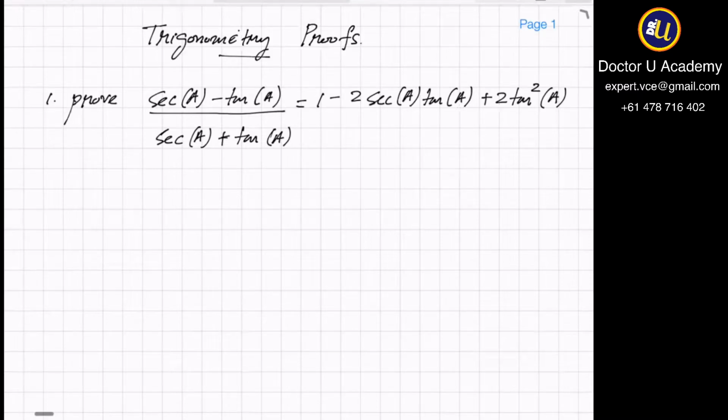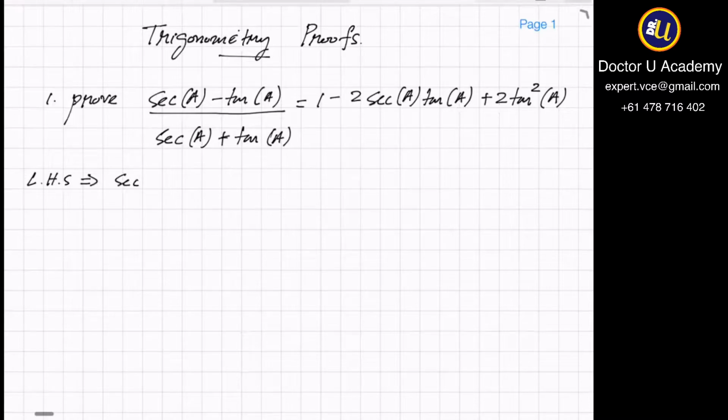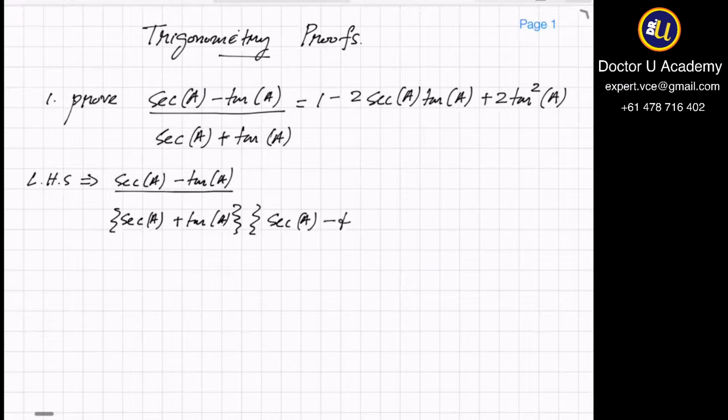Okay, so in this question, I will get the left hand side. So left hand side, I get sec a minus tan a, and denominator sec a plus tan a. So what I will do, I will multiply the denominator by the conjugate sec a minus tan a, right? The numerator by the conjugate. Yes, you can do that.